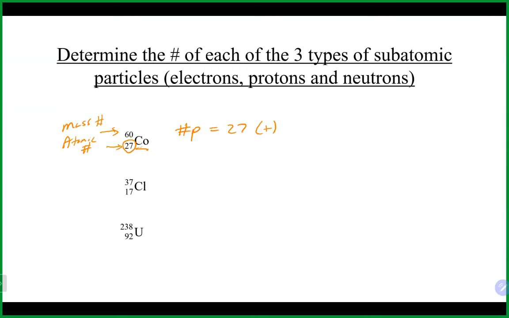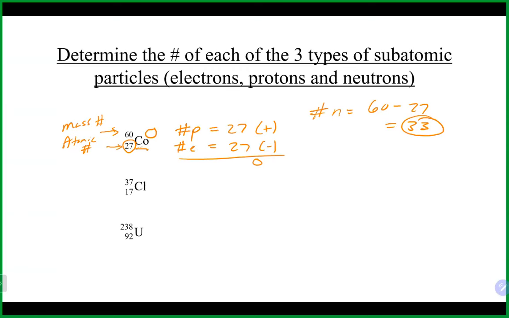We know that this is neutral because we do not see anything written here. If it did have a charge, that is where we would actually see it. So because it is neutral, we should have an equal amount of negatively charged electrons. That means our number of electrons in this case should be 27. Again, 27 positives and 27 negatives gives us no charge overall. Our number of neutrons is going to be our mass number, which is 60 minus 27. Looks like a 33 in this particular case. Any questions on that one there?